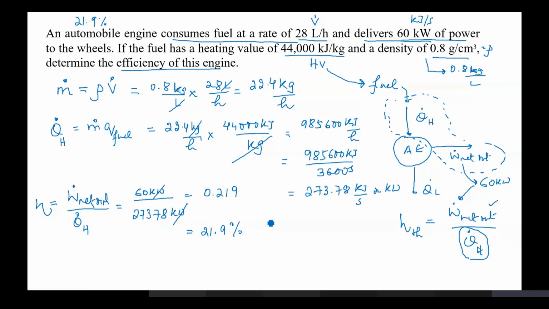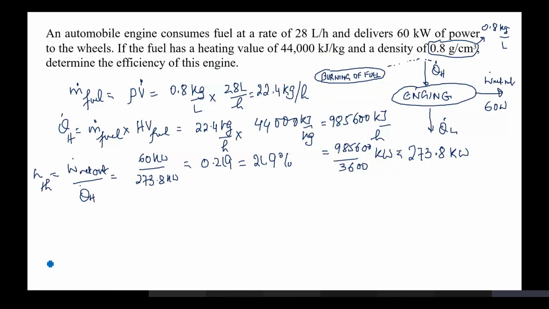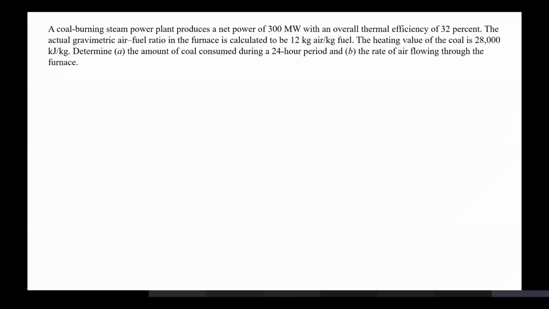All right. Now let us have a look at another problem. The solution is already there for you. You can go through the slides. It says that a coal burning, external burning steam power plant produces net power of 300 megawatts with an overall efficiency of 32%.